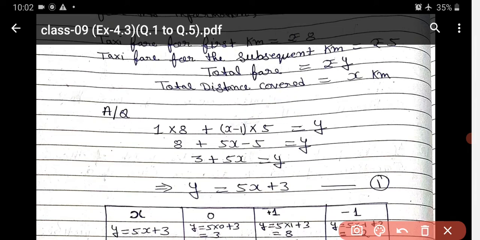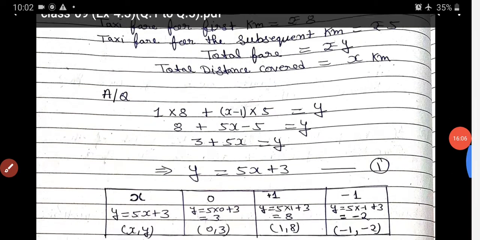And what is the total amount you have to pay? Rupees y, so you have to write is equal to y. Now just check, 8 ones are 8, 5 into x is 5x, 5 into 1 is 5, is equal to y. Now 8 minus 5, you get plus 3, and 5x as it is. So your required equation is y is equal to 5x plus 3. It is your required equation, y is equal to 5x plus 3.